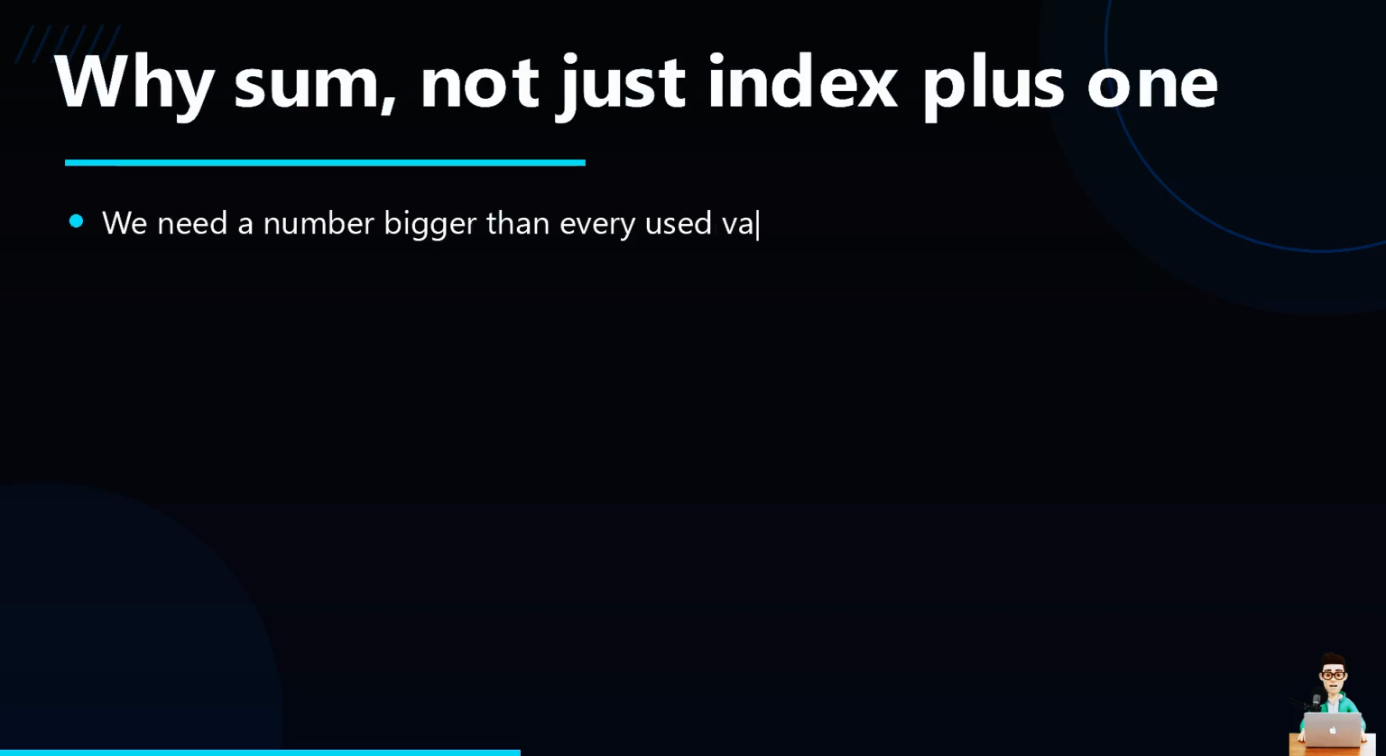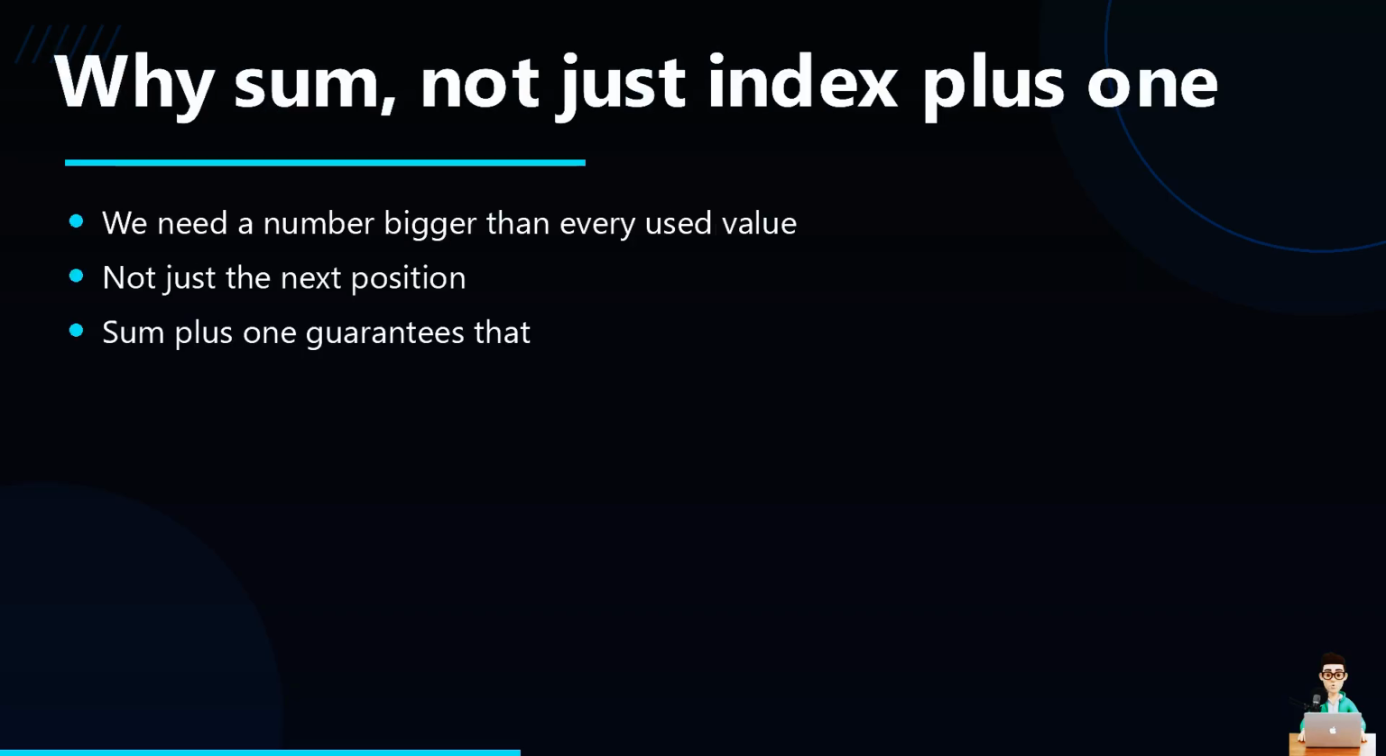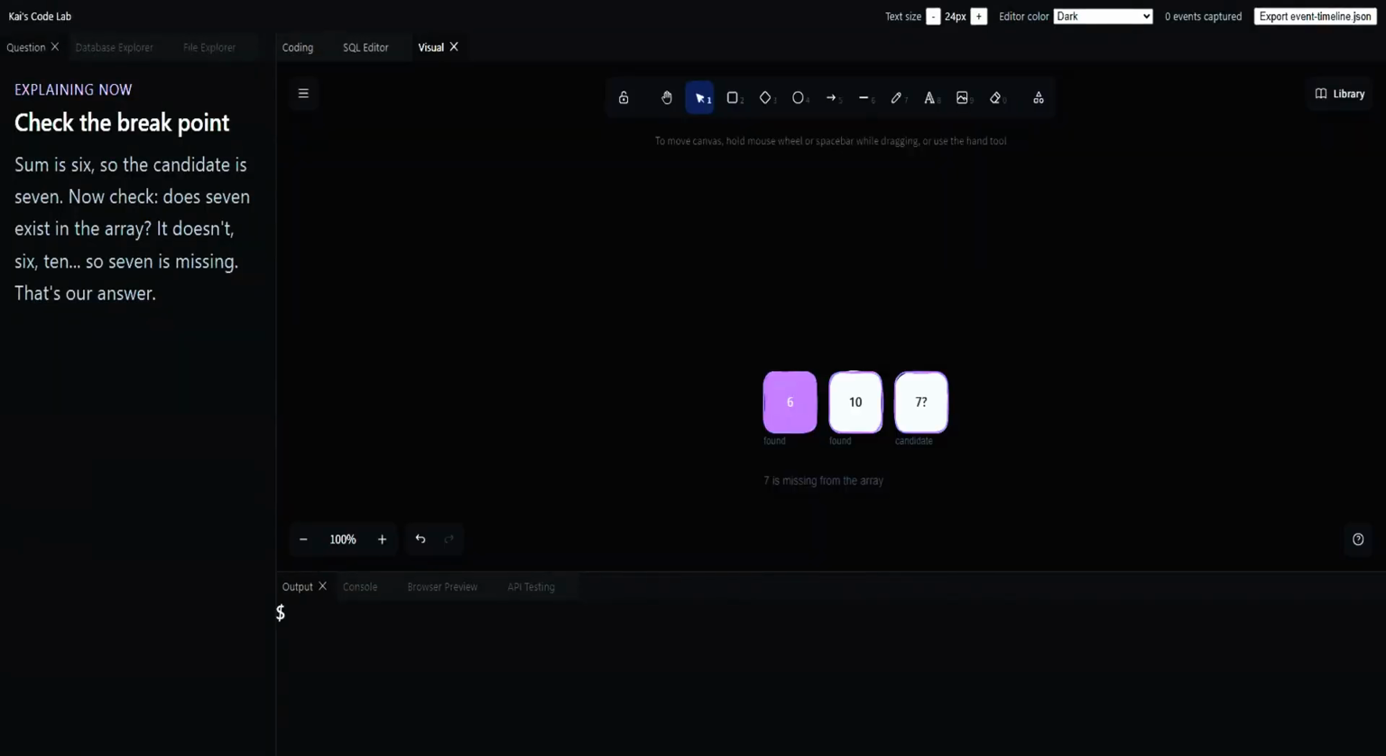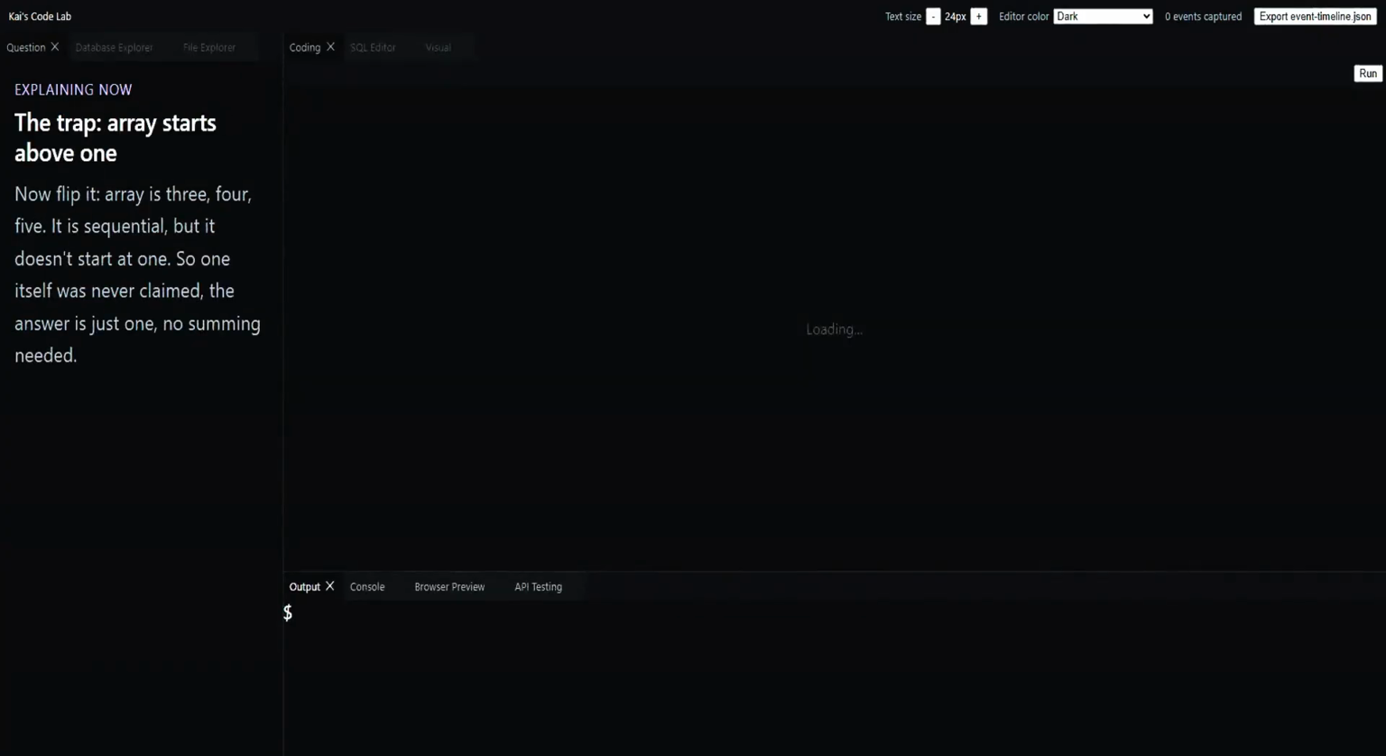Why the sum and not just index plus 1? Because we need a number bigger than everything already claimed in that run. Sum plus 1 guarantees that. Sum is 6, so the candidate is 7. Now check, does 7 exist in the array? It doesn't. 6, 10, so 7 is missing. That's our answer.